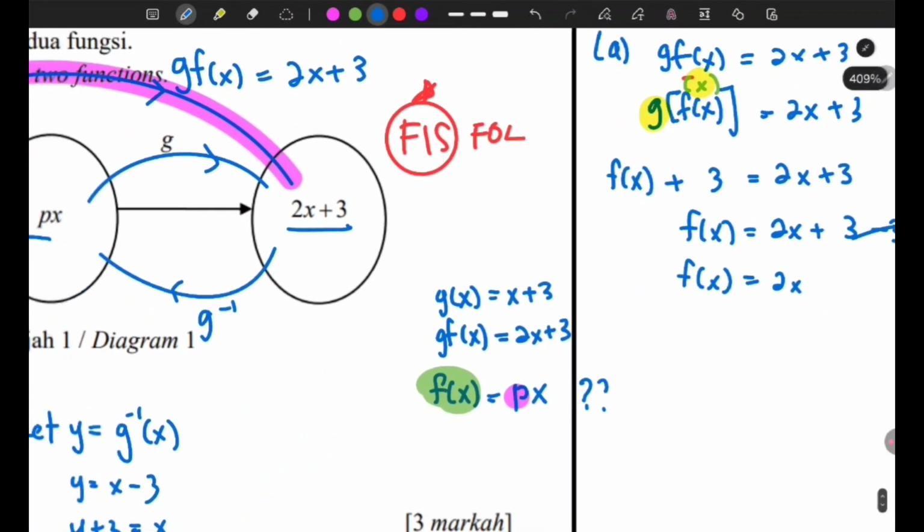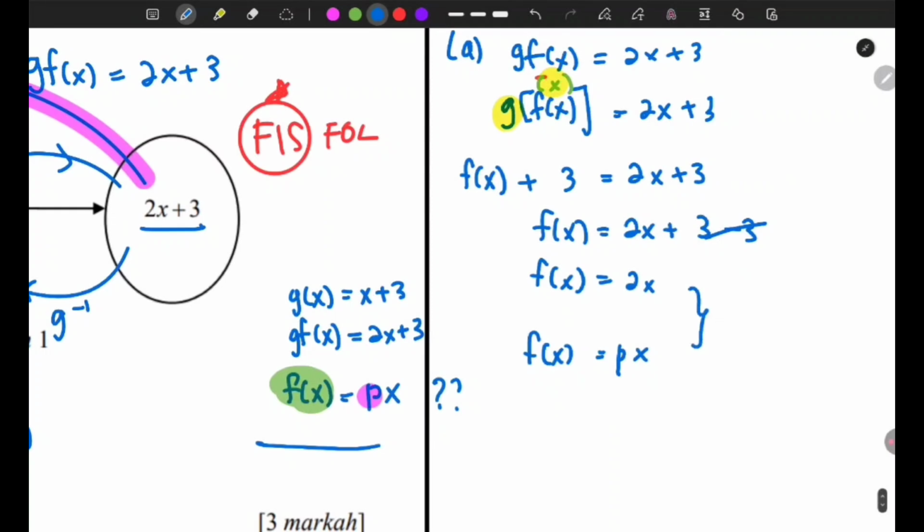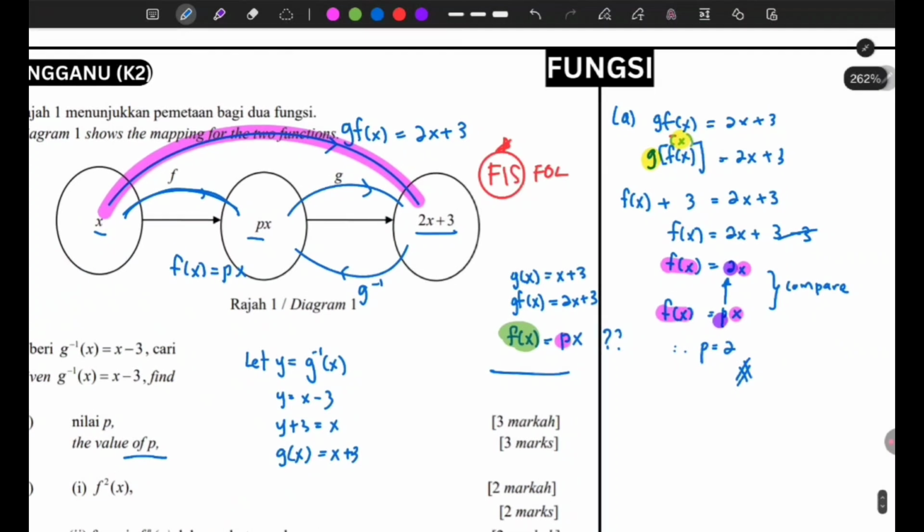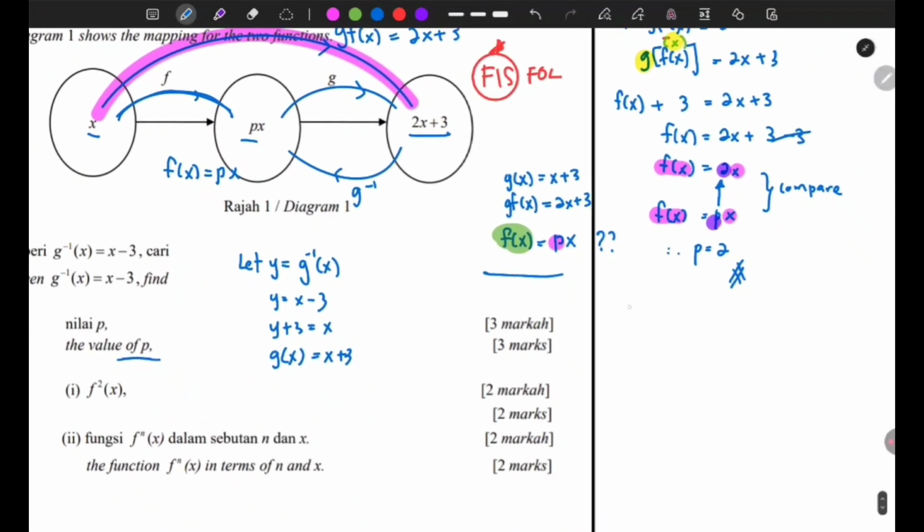And what you see from here is f(x) is equals to px. What do you do now? Compare. When you compare, you can actually see already the number. Here x, x, f(x), f(x). That means here p must be equals to 2. Then you find the value of p. Easy, right? Not so hard, right? So you got your f(x), which is 2x.